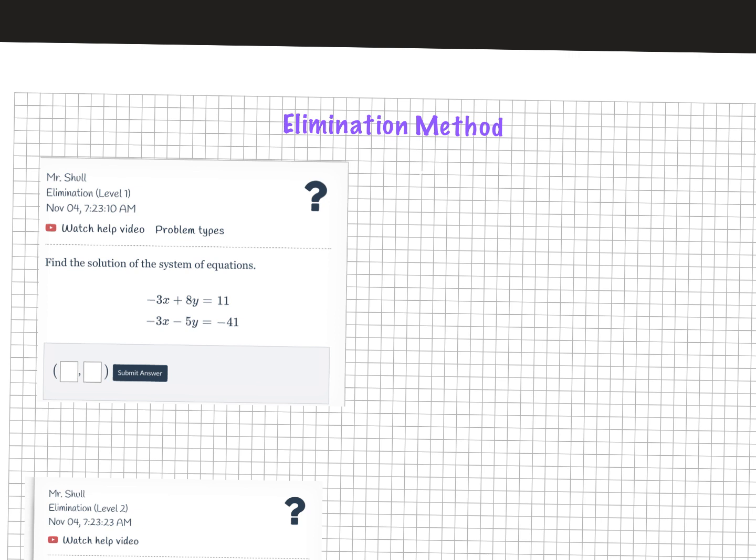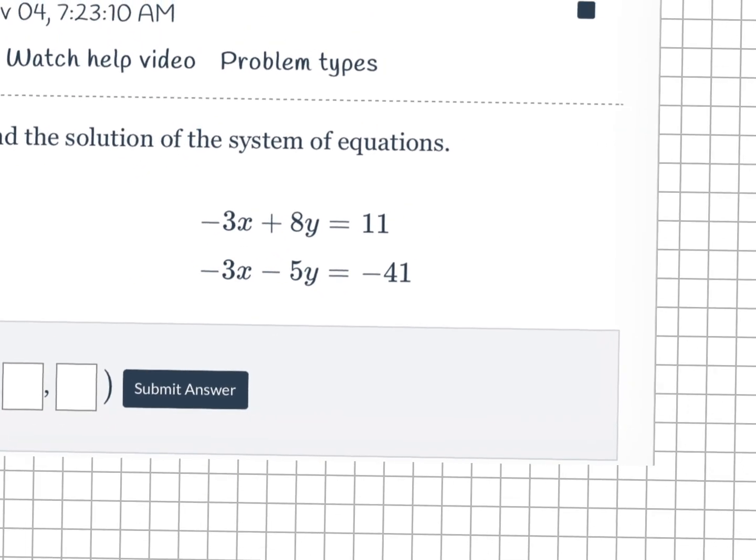Level 1. Okay, we have negative 3x plus 8y equals 11. We have negative 3x minus 5y equals 41. These are in standard form, where you have something x plus something y equals a number.